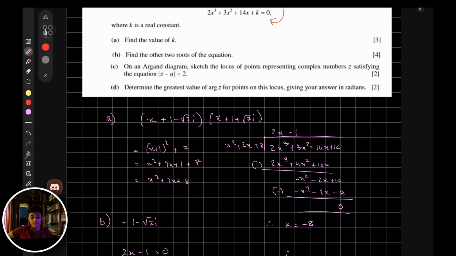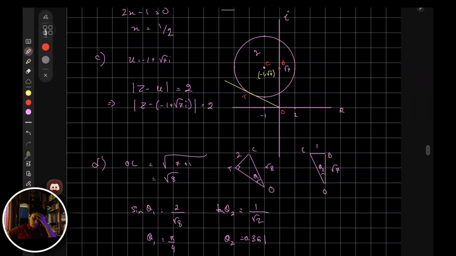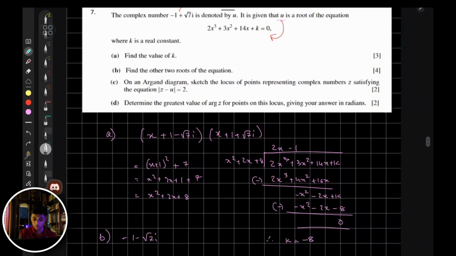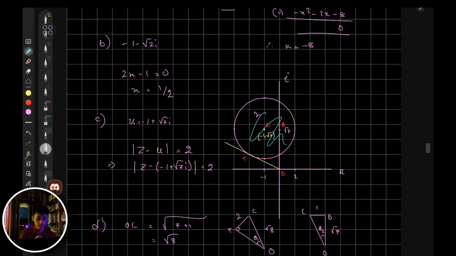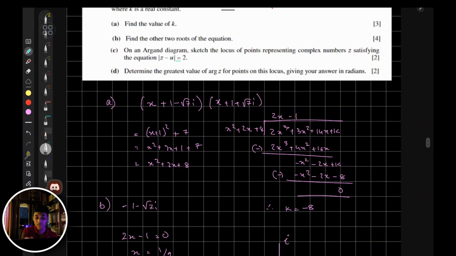Next, you can go to question D, which is asking you to determine the greatest value of the argument of z for points on this locus, giving your answer in radians. So they want to know the greatest argument of z. The first question to you guys is, where does z lie? Z will lie anywhere on this circle, on that specific circle. Now why is it not going to be inside the circle? Because they've given you equals to 0.